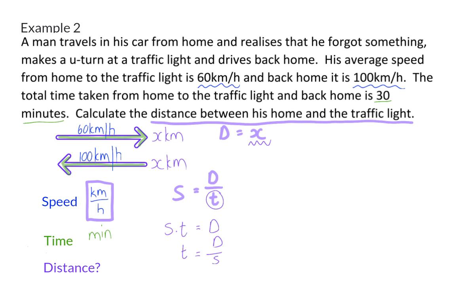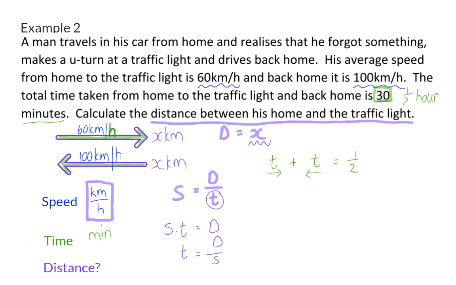Here it was mentioned that his time to the traffic light and back again was 30 minutes. It is important to note that his speed is given in kilometers per hour, so you need to convert the 30 minutes to half an hour. This means that we know that the time it takes him to drive to the traffic light added to the time it takes him to drive back home again is equal to half an hour.